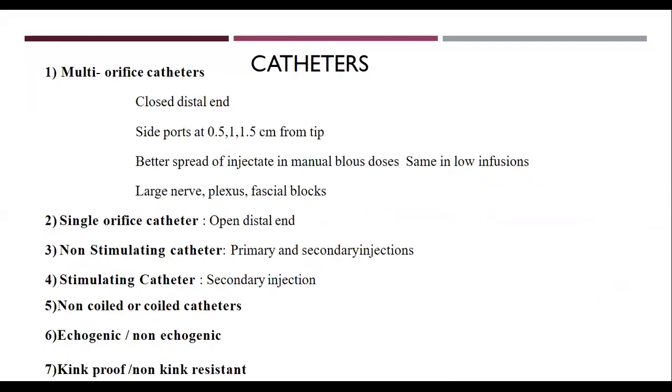So there are various types of continuous catheters. Multi-orifice catheters have a closed distal end, with side ports at 0.5, 1 and 1.5 centimeters from the tip. They give better spread of injected solution in manual bolus doses, and the same in low infusions. For large nerve and plexus blocks, these catheters can be used. Single orifice catheters have an open distal end. Non-stimulating catheters are used for primary and secondary injections, and stimulating catheters are used for secondary injections. Coiled or non-coiled catheters, echogenic or non-echogenic, and kink-resistant or non-kink-resistant catheters are also available.